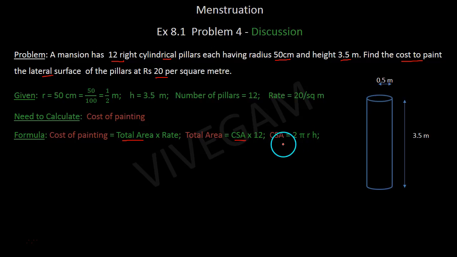Okay, now let's write the formula for curved surface area. Curved surface area is 2 pi r into h. See the right side. We know radius is half a meter. Height, yes, we know height is 3.5 meters. So which means curved surface area can be calculated. Once we calculate curved surface area, we can calculate total area by multiplying CSA with 12. So once you know total area, cost of painting can be calculated by multiplying the total area into unit rate. Okay, this is how the problem needs to be done.